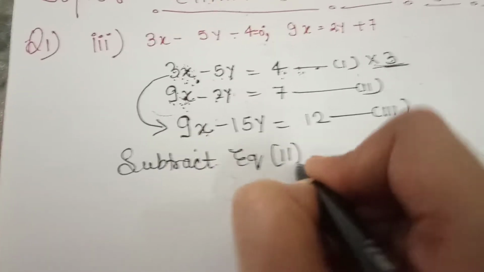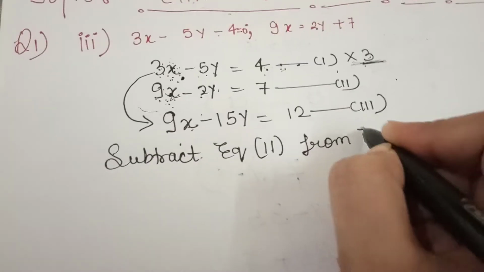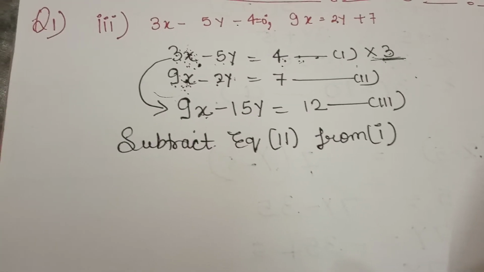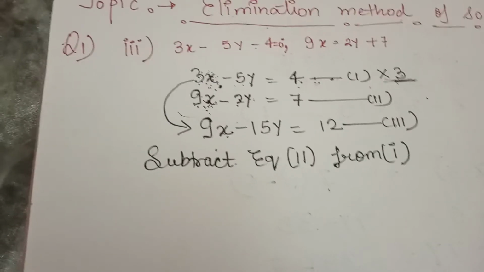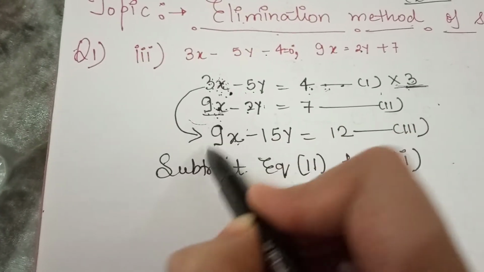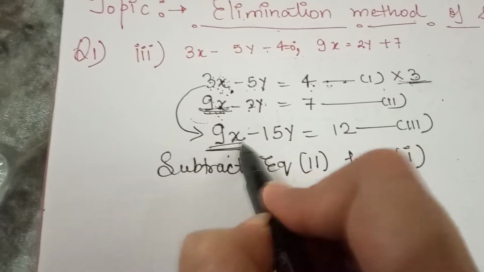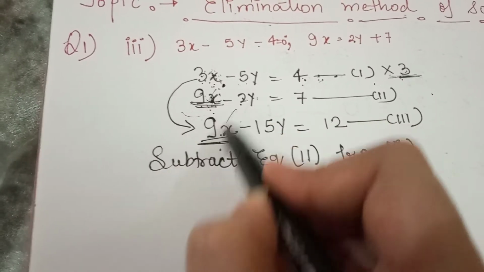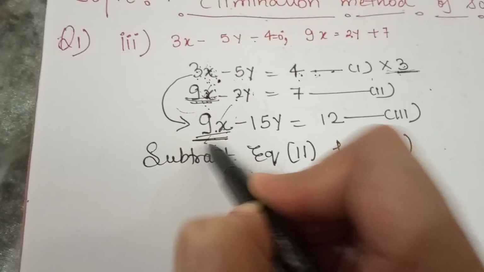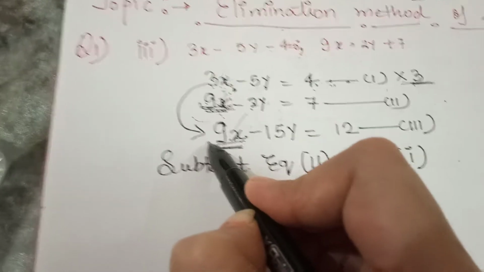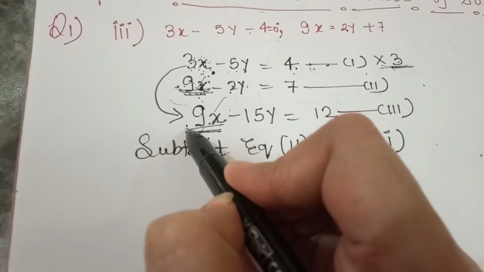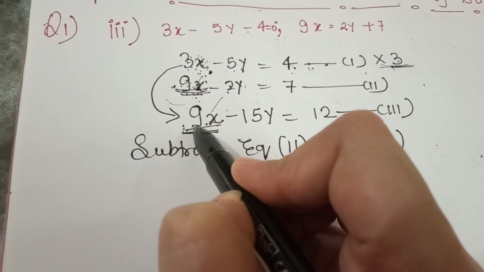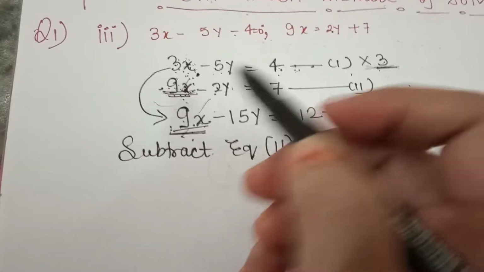equation second from first. Now the question arises in the mind: why are we subtracting the equations, why are we not adding? Which term have you made equal? These two, x and x, 9x and 9x. If you add these equations, can you eliminate this? No, we cannot eliminate this because in both the terms a positive sign is there, so plus plus will be plus, and 9 plus 9 will be 18x. So we will not be able to eliminate this, and we need to eliminate.